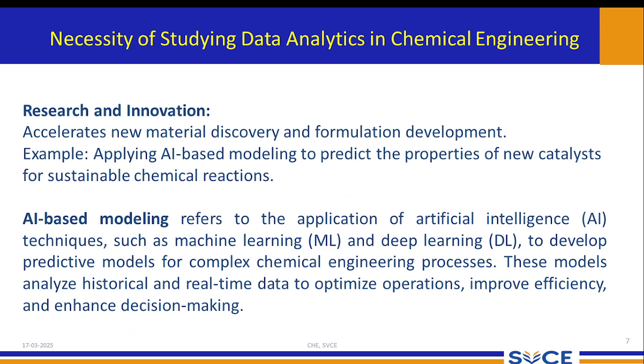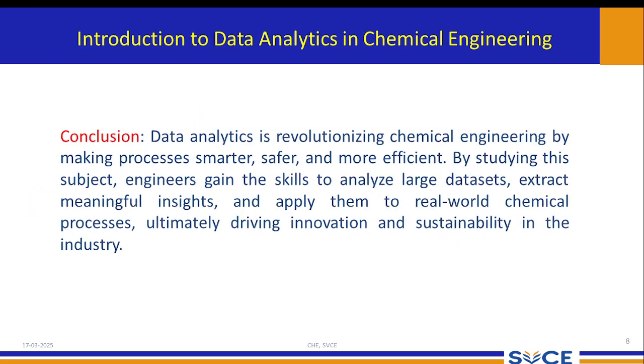And next one is research and innovation. We can also use data analytics in research and innovation, and also AI based modeling, which refers to the application of artificial intelligence techniques such as machine learning and deep learning. What do you mean by machine learning and deep learning? In deep learning, we have plenty of data. Deep learning will help you to understand the process more accurately, to develop predictive models for complex chemical engineering processes. These models analyze historical and real-time data to optimize the operation, improve efficiency, and enhance decision making.